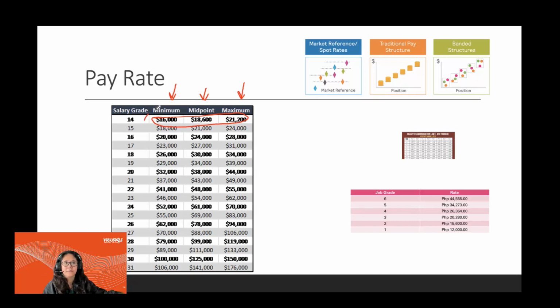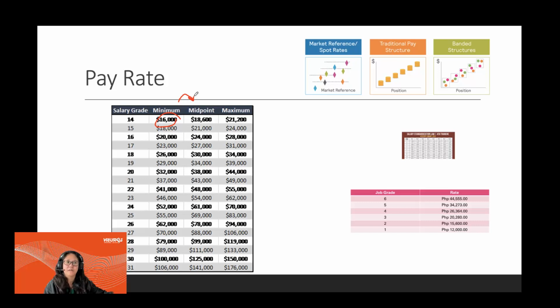Now, etong range na ito, hindi ibig sabihin niyan na after 6,000 jump ka na to 18,600. That's for the step rate method. For the pay range, dito actually ginagamit yung, meron kang mga percentage of increase. So, for example, if after performance appraisal you were given a 2% increase, 2% multiplied by 16,000 yun yung magiging increase mo, okay? The closer you are to the midpoint, the more competent you are.